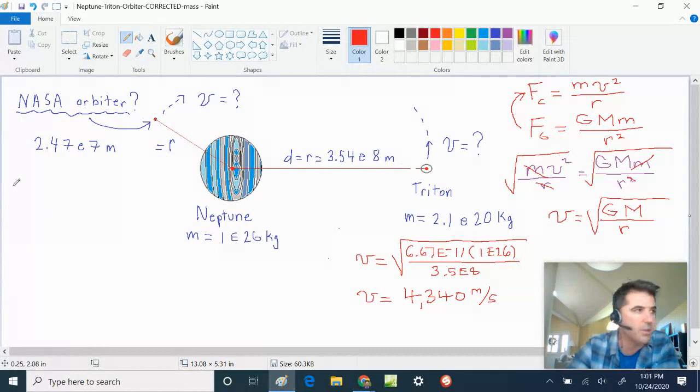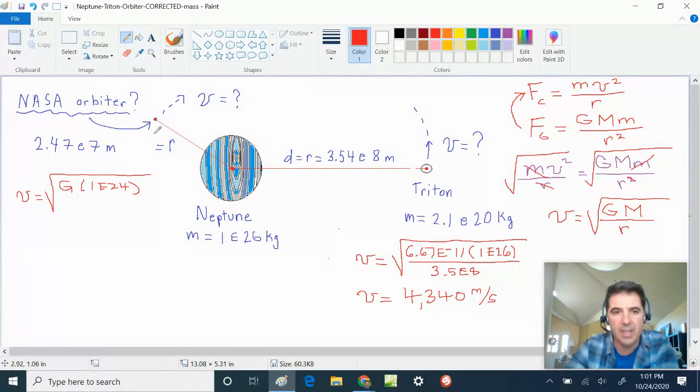So let's go ahead and do the same equation. And so once again, we have V is equal to, and I'm not going to write out 6.67 because it's G, and you got to get used to the fact that that's the universal gravitational constant, G. And so 1 E24 is the mass of Neptune. Now remember, the mass of the satellite is canceled out just like the mass of Triton was canceled out. We don't need the mass. We just need the mass of the object that it's orbiting.